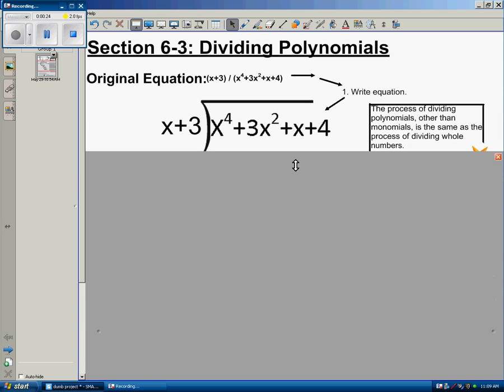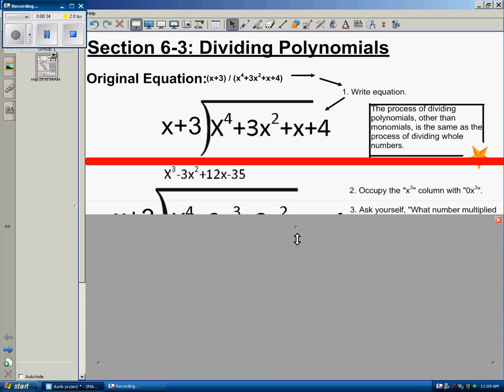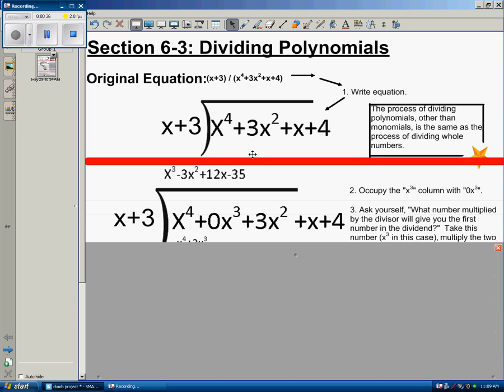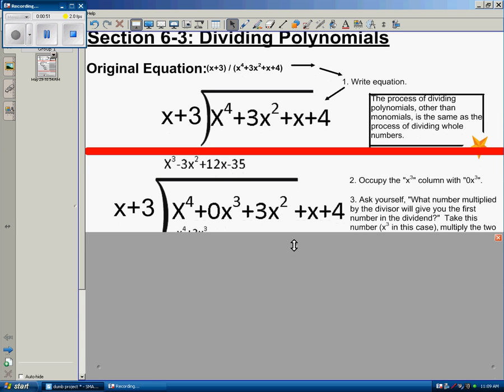Before we start, it's a good note that the process of dividing polynomials other than monomials is the same as the process of dividing whole numbers that we were all accustomed to. So, before we start, we have to notice that the x to the fourth column leads right into the x to the second column. We can't have that, so what you need to do is you occupy the x to the third column with 0x to the third, which does not change the equation, but sets up your columns so that they don't get jumbled and so that you get the right answer.